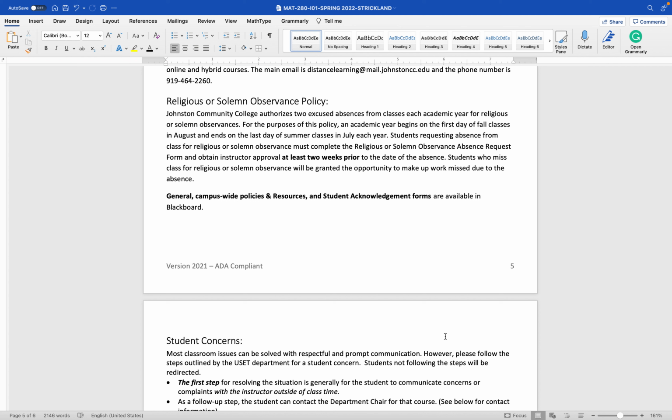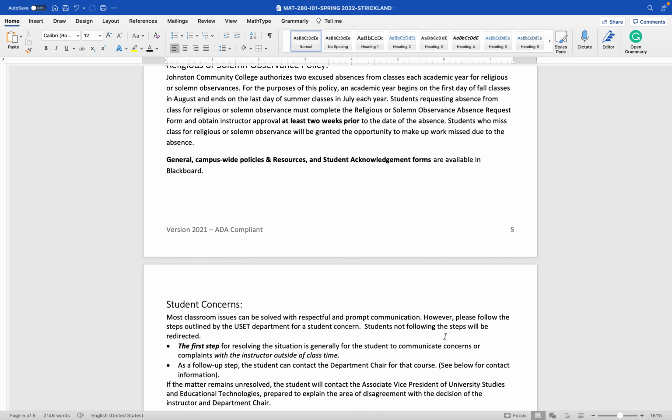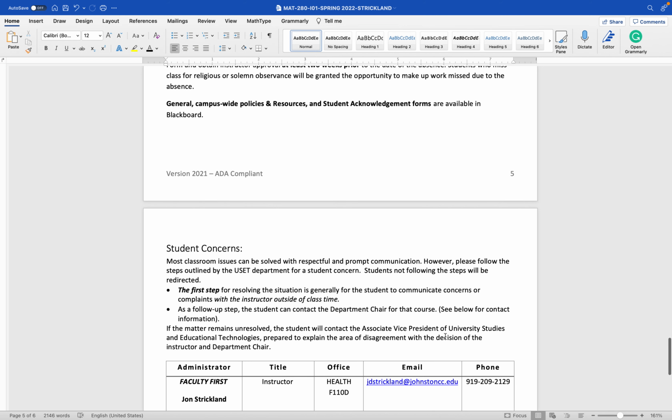Students who miss class for religious or solemn observance will be granted the opportunity to make up work that is missed due to the absence. And general campus-wide policies and resources and student acknowledgement forms are available in Blackboard.